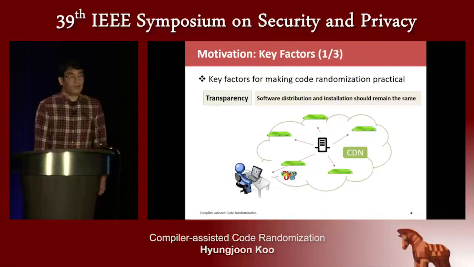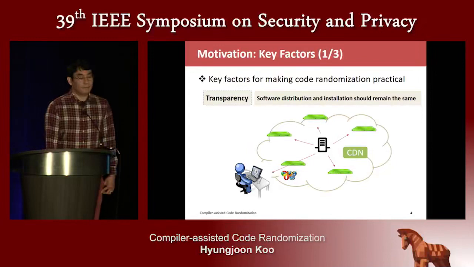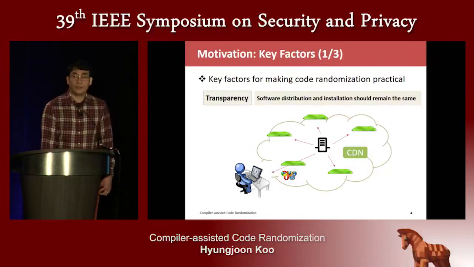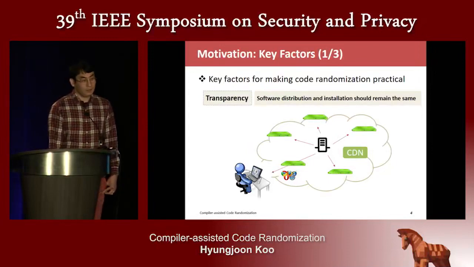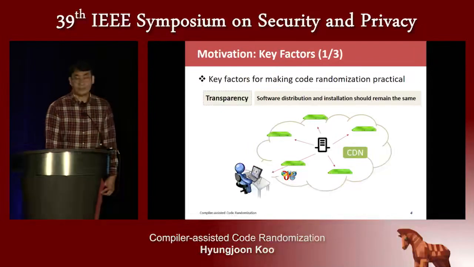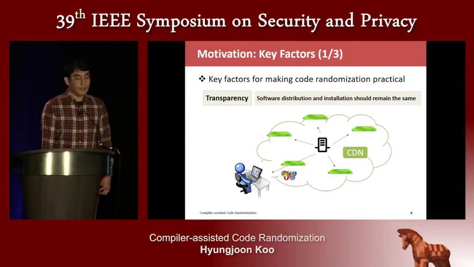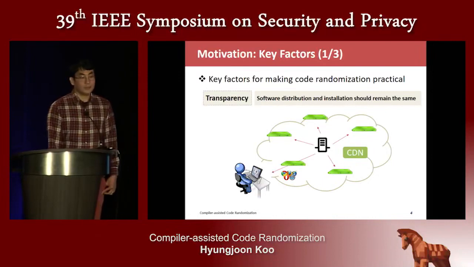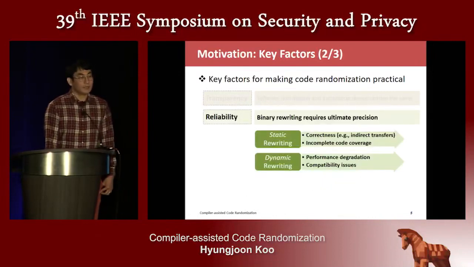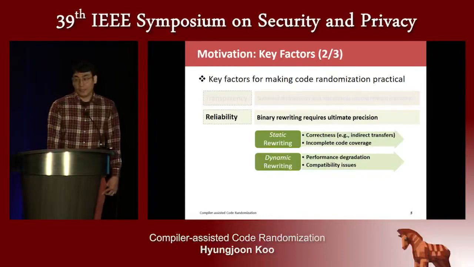We have thoroughly thought about key factors for making code randomization practical. So the first factor is transparency. That is, software distribution and installation should remain the same. And the second key factor is reliability. Binary rewriting requires ultimate precision.